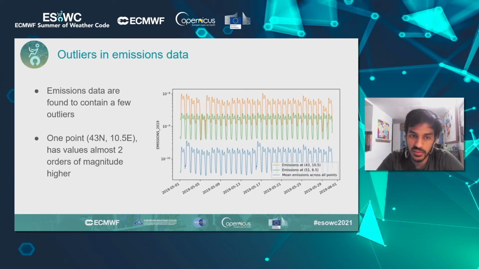So the first data set which we explored is the emissions data, which is the dependent variable in our model. We find that the emissions data for the particular area we considered seems to have a couple of outliers or points which may be reflective of some erroneous values. From this plot on the right, we can see that these 2 points, the orange and green lines, represent 2 points for which the values of emissions are consistently much higher than the mean emissions at the other locations. So it's almost 1 to 2 orders of magnitude higher throughout the entire time period. So these are probably outliers that we have to deal with before building our model.